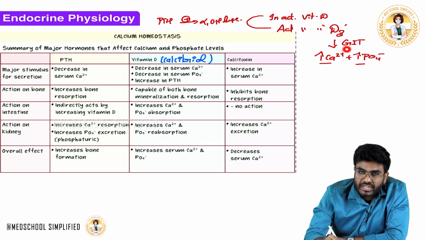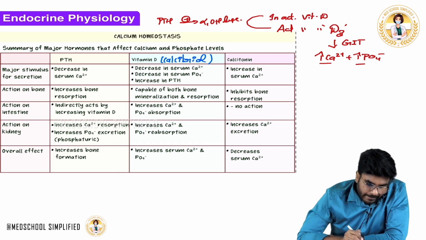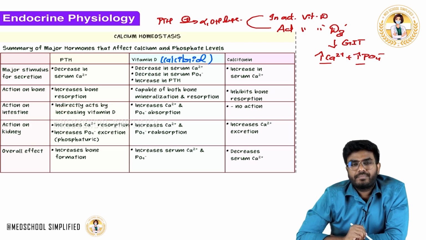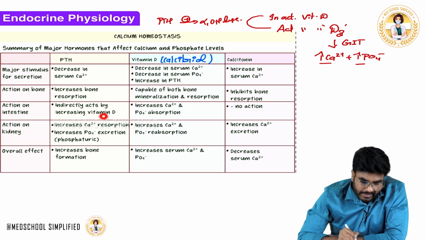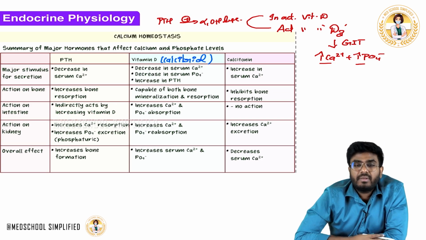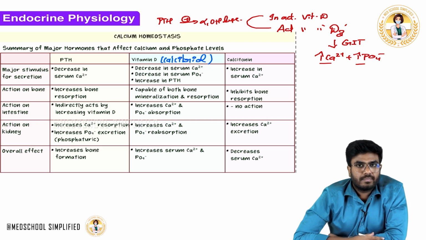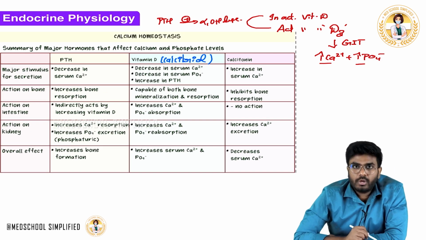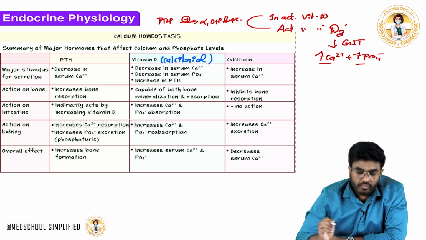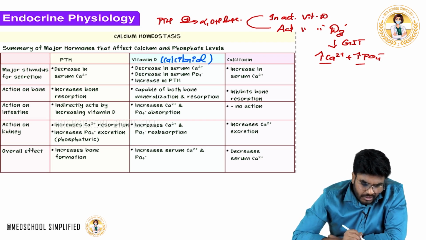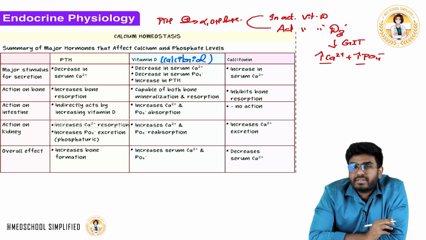Vitamin D goes to the GIT. Vitamin D helps the absorption of calcium. So I can clearly say the parathyroid hormone acts indirectly in the intestine by increasing the vitamin D levels. Vitamin D goes to the intestines, where the intestinal absorption of calcium and phosphates is increased. So, direct action on the bone, indirect action on the GIT with the help of vitamin D. Action on the kidney we have already discussed, even in renal physiology.